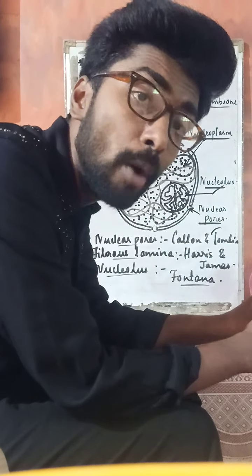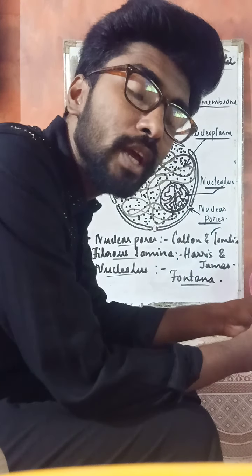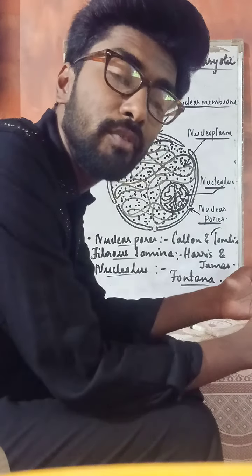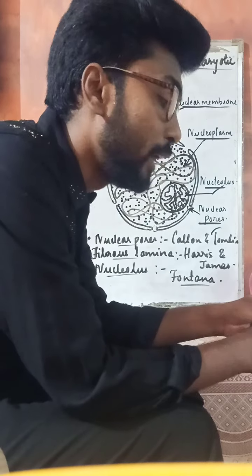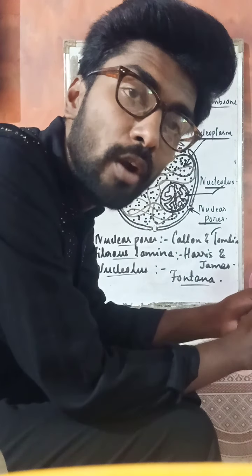So eukaryotic nucleus, for the very first time, was discovered by the scientist Robert Brown in 1831. Robert Brown was one of the first scientists who discovered the eukaryotic nucleus.